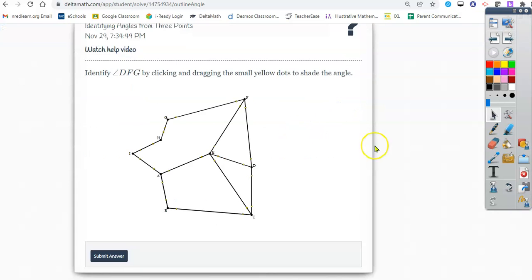One more. Trace from D to F to G. So let's see. D to F to G. So I'm all the way over there. D to F to G. It's an outside angle. So I'm going to click one here, and I'm going to actually go past that yellow dot. I got to click both of those. I got to click all the way from the left over the center to the right, because DFG is the outer angle.